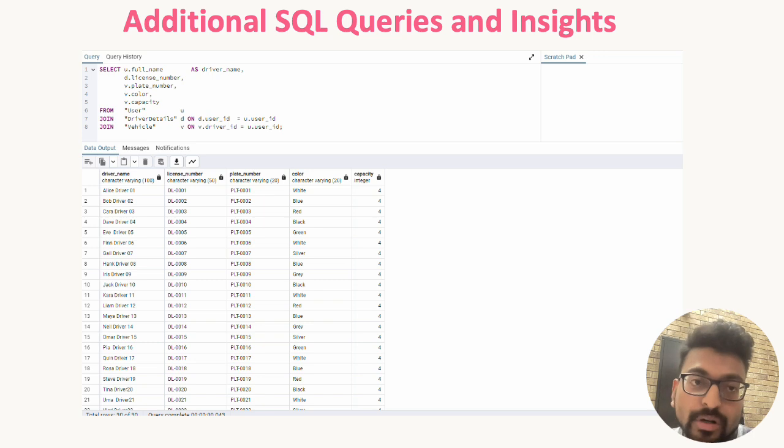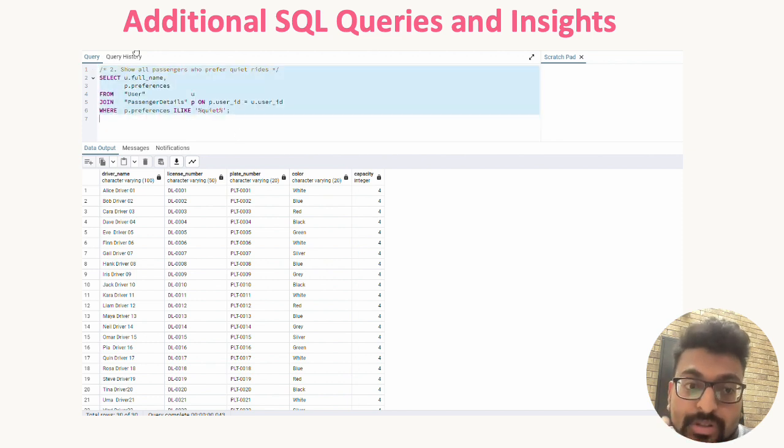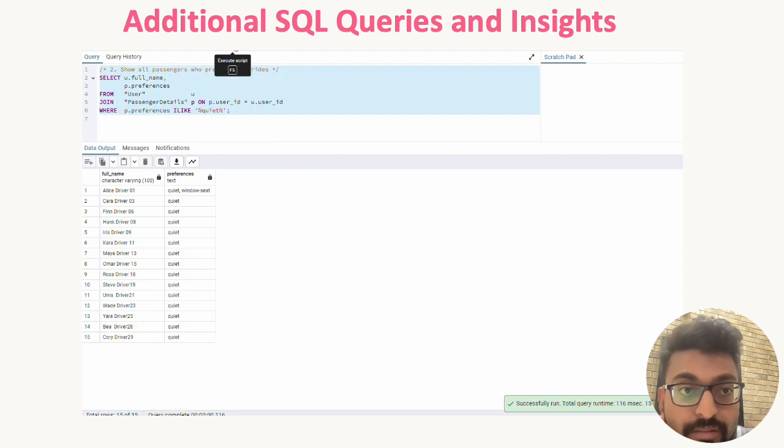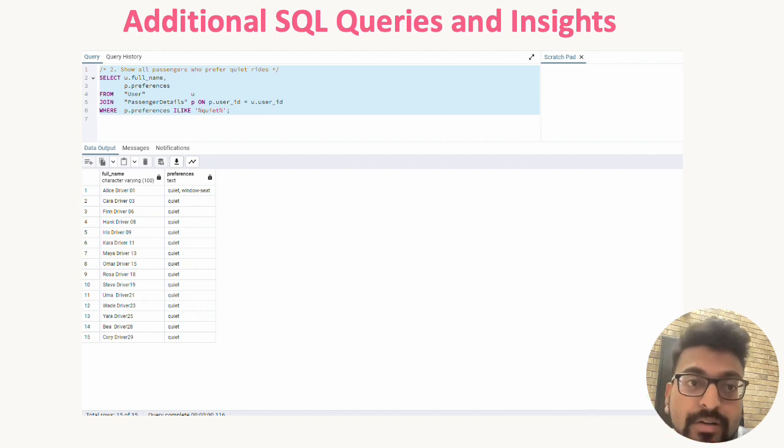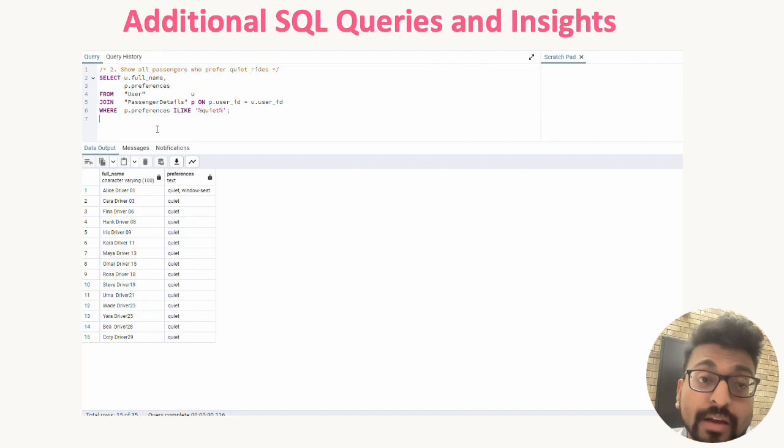This involves the queries from the 15 queries I have done so far. So the first one shows the drivers and vehicle details. The first query joins user, driver details and vehicle. We pull the driver name, license number, and vehicle plate and color they're registered.